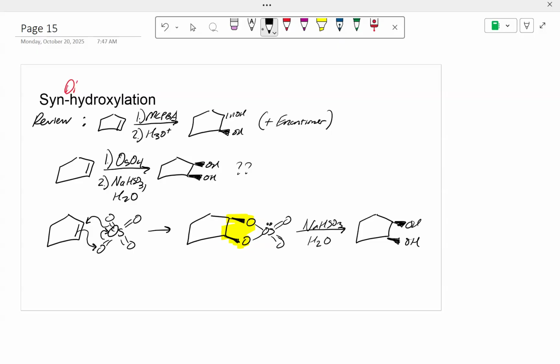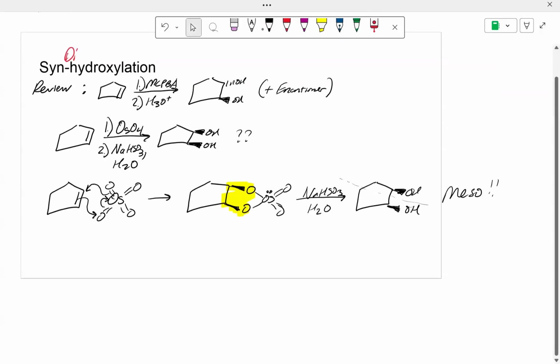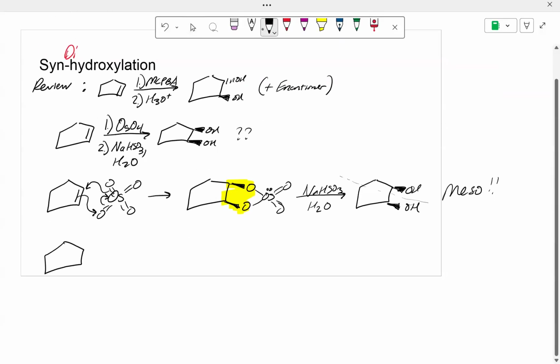Now, let's talk about stereochemistry real quick because I made chiral centers. What do you notice about this? Well, there's symmetry there. This is a meso compound. Now, that doesn't mean that when you do a reaction with osmium tetroxide, it's always going to be meso. So I'm just going to change this 5-membered ring up slightly. And here are 2 steps.